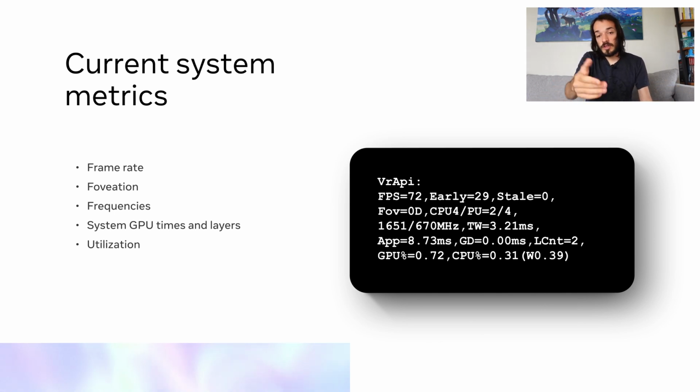And then we have Guardian here, which is GD at 0 milliseconds, so that means Guardian's off. Guardian also is considered high priority because you absolutely need to know when you're going to run into a wall. And then we have layer count 2, and then we have pretty standard CPU and GPU utilizations. So this is what you actually get out of the OS right now.